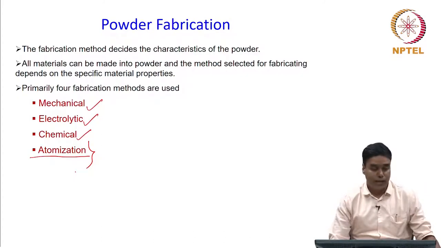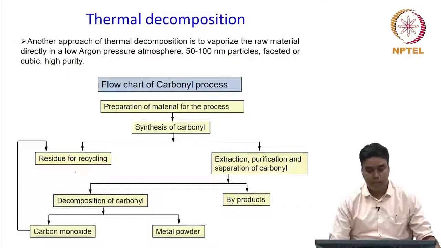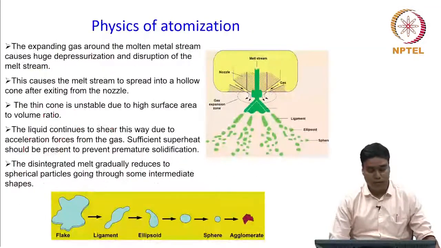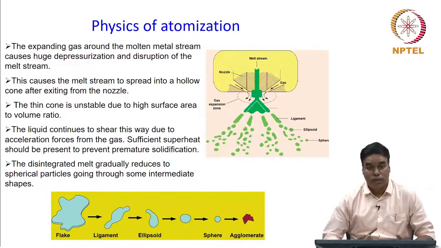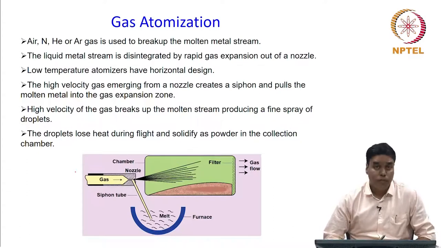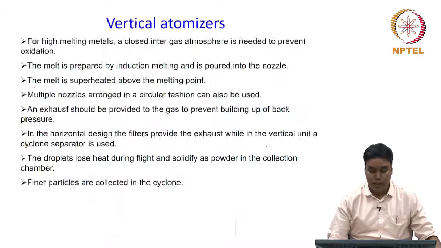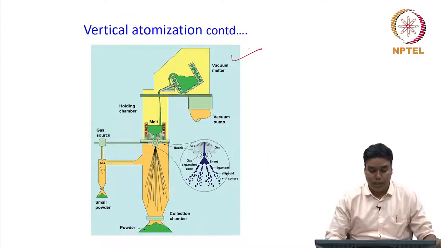Okay, and in that, we have already discussed the basic principle of this process, and also the physics behind it as to how it happens, what the different aspects of this technique are, and so on. And then we started talking about the different kinds of equipment used for the process of atomization, like the gas atomization process, and in that we have seen two kinds of atomization equipment, the horizontal one, as you can see over here, and the vertical one that you can see in this particular image.